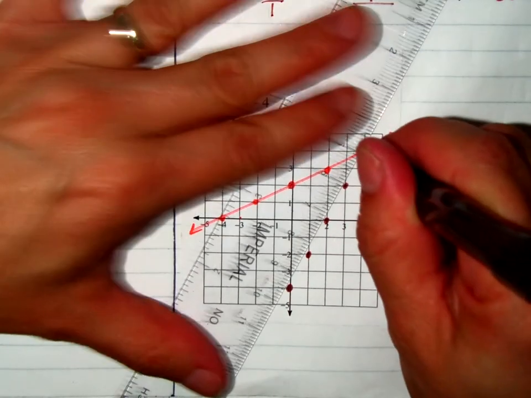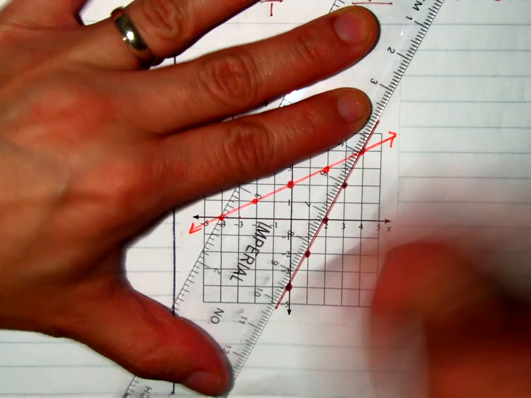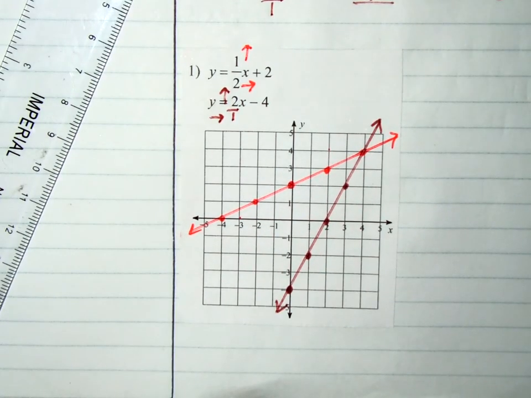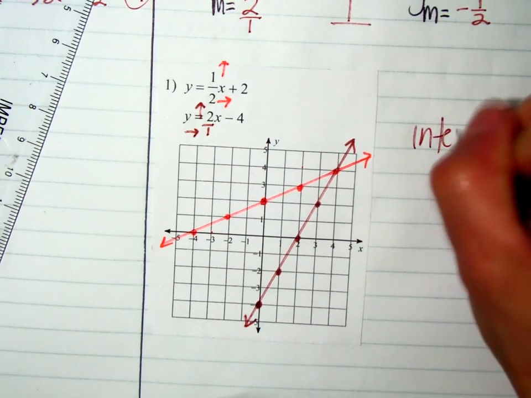So I'm going to draw now my second line. Now just by looking at them, do they look parallel? Do they look perpendicular? Or are they just intersecting lines? Well, they just look like intersecting lines, okay? Well, how do I know that?